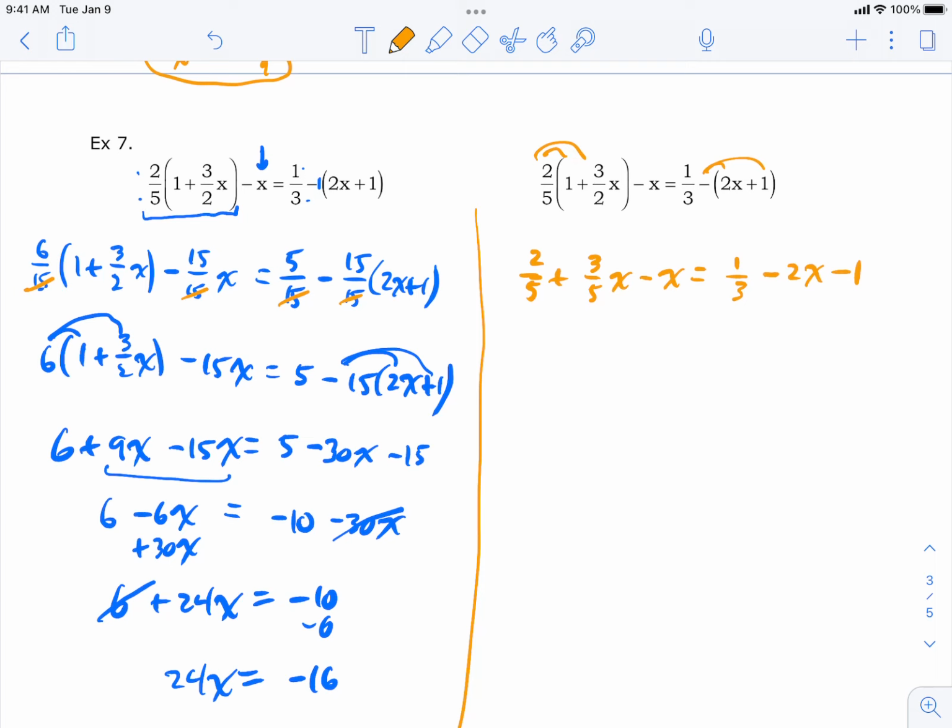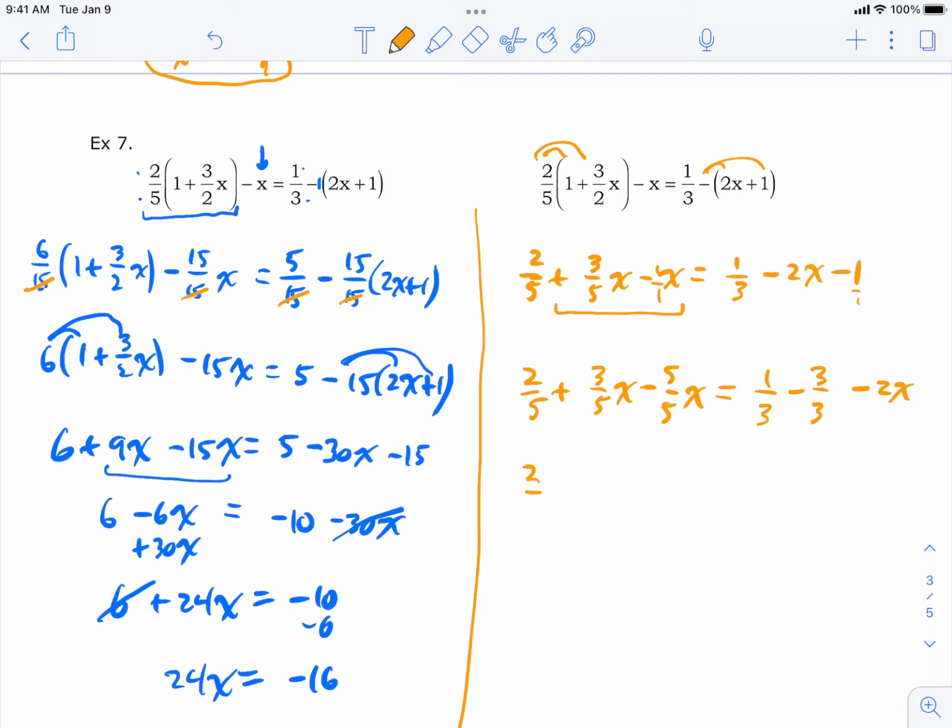Now, on this side, I have two like terms. So it's going to be 2/5. Now, this is like having a 3/5 x minus, now this is like a 1 over 1. So I can multiply the top and bottom by 5 and call it a minus 5/5 x. Over here, I got 1/3, and taking away 1, I can call that a 3 over 3. Multiply top and bottom by 3, and then don't forget my minus 2x.